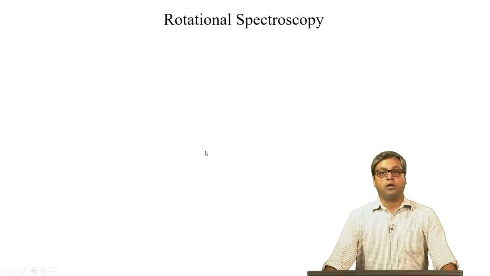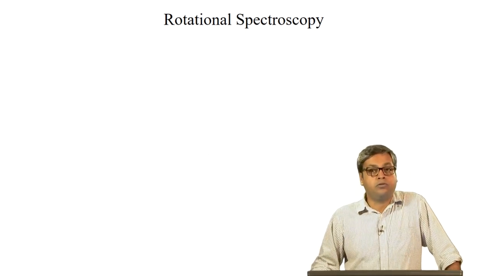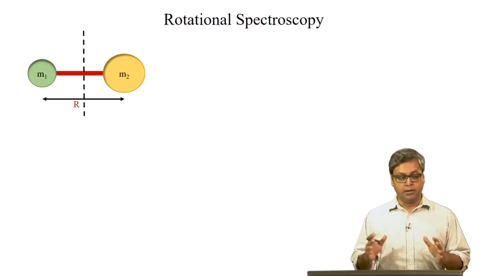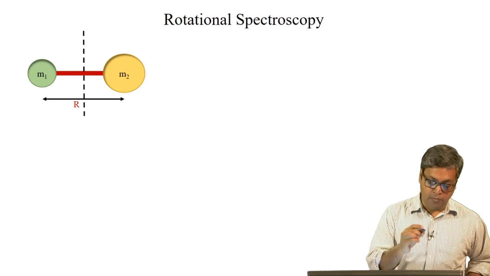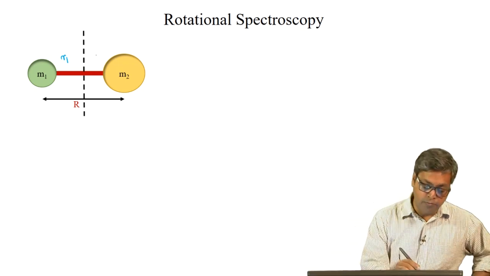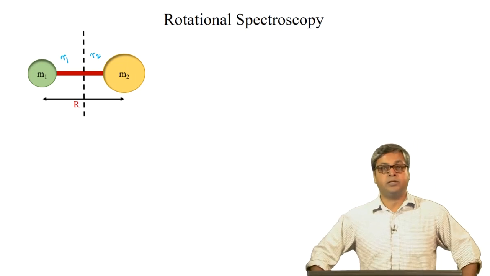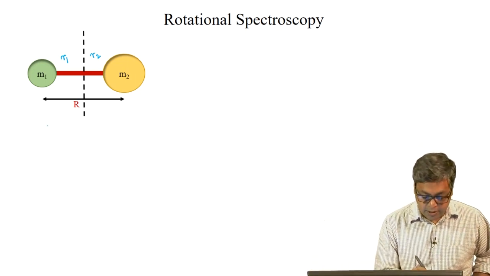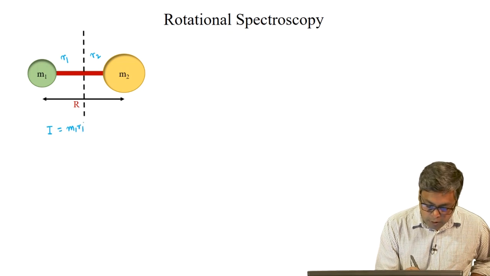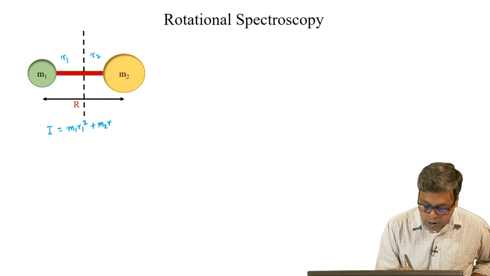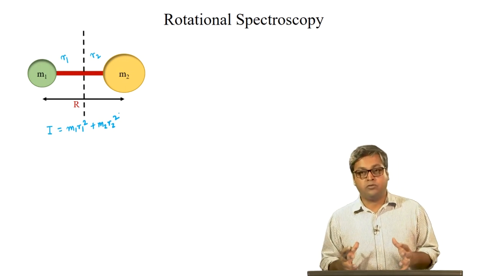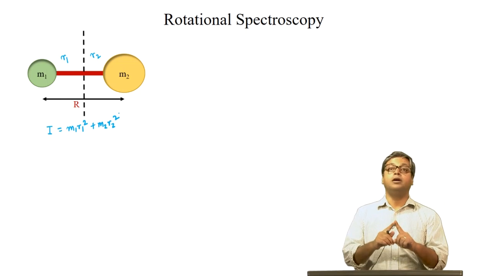Now going back to the diatomic rigid rotor, where we have two masses M1 and M2 separated by the internuclear distance r, such that the mass M1 is r1 distance away from the center of mass and the mass M2 is r2 distance away from the center of mass. We saw in the last lecture that the moment of inertia I can be written as M1 r1 squared plus M2 r2 squared. So, this molecule HCl or any other diatomic rigid rotor rotates end over end about the center of mass.